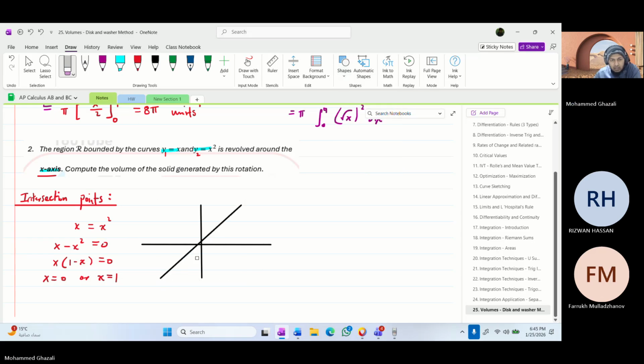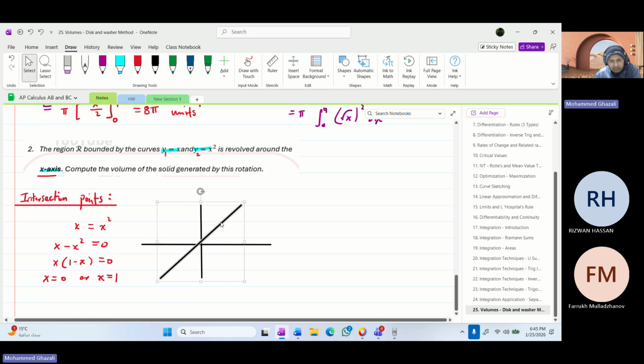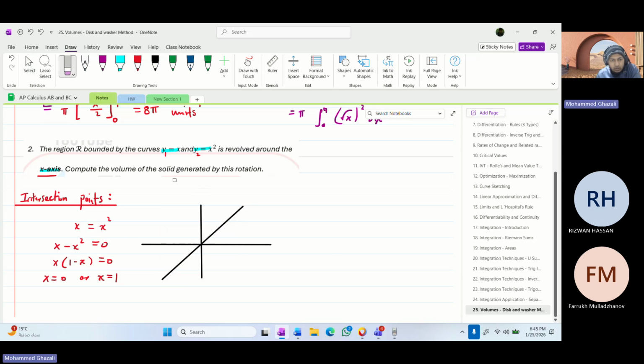Right. And we are sketching this graph, which is between 0 and 1. So I drew this line here between 0 and 1. Let me take this piece out, it shouldn't be there. Right, so this is y equals x.